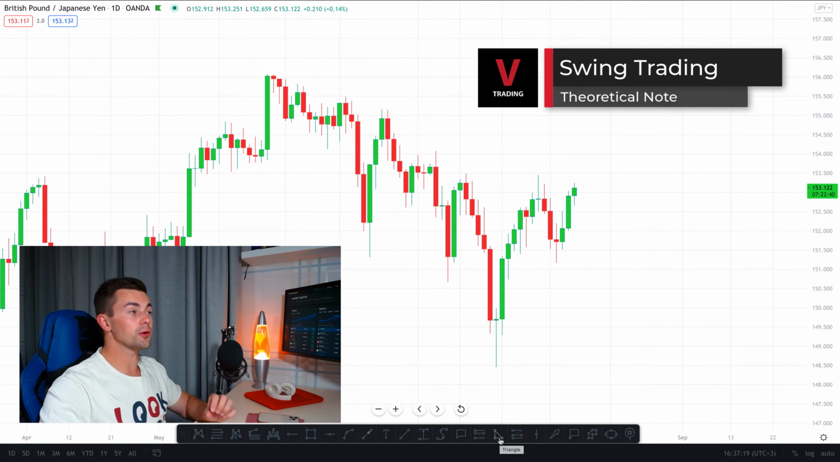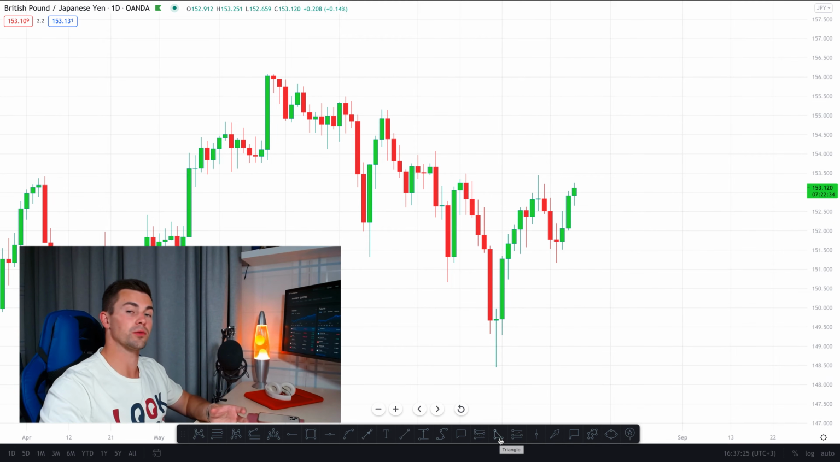Right traders, let's start with the definition right here. It turned out that watching different ideas on TradingView, the posts from different authors, I noticed that quite often by swing trading, different traders mean different things. And let me briefly show you what I mean by swing trading.